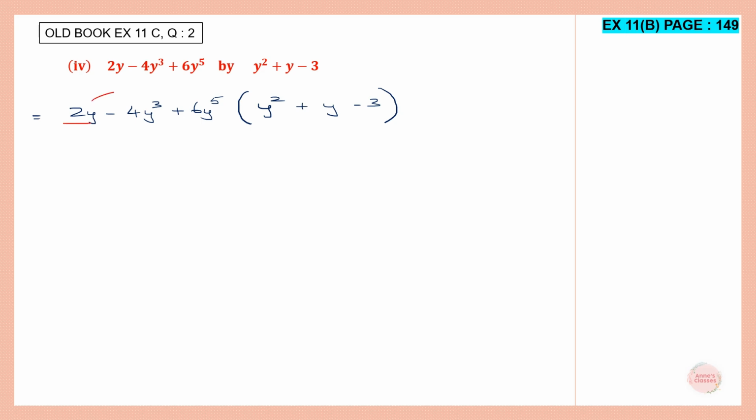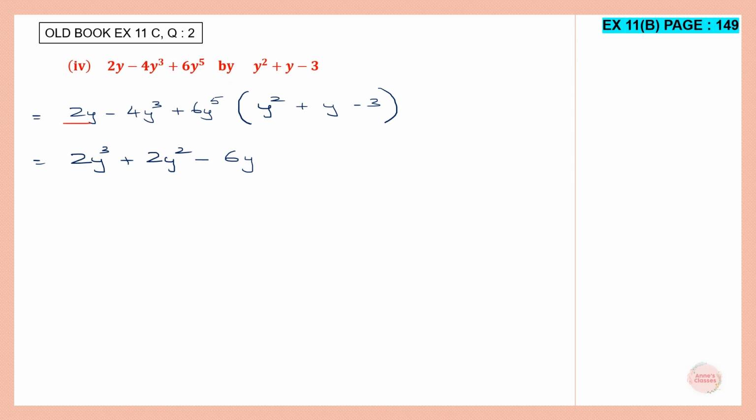Let's start with 2y into y square. So the number is 2. y into y square is y to the power of 3. So that is over. Now 2y into the next term, which is plus y. The sign is plus 2. The number is 2. y into y is y square. Now let's take the next one, that is 2y into minus 3. The sign is minus. The number 2 threes are 6 and y.